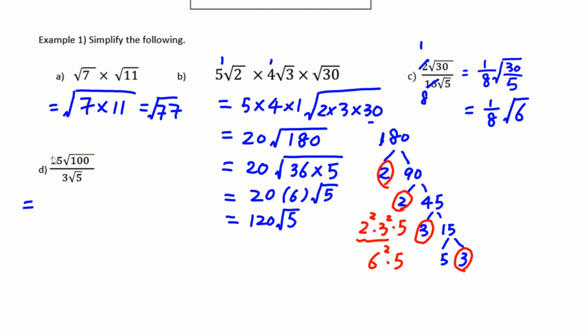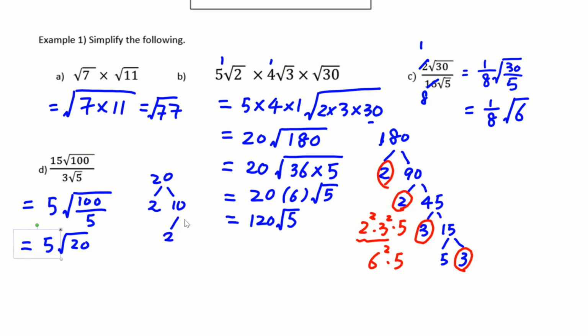And this one, the numbers at the front of the radical sign, we do the division. 15 divided by 3 is 5. Then the square root radicands, divide. You will have 5 square root 20. And the 20, we are going to find the factors. So 20 divided by 2 gives you 10. 10 is an even number, could be divided by 2 again. 10 divided by 2 is 5.